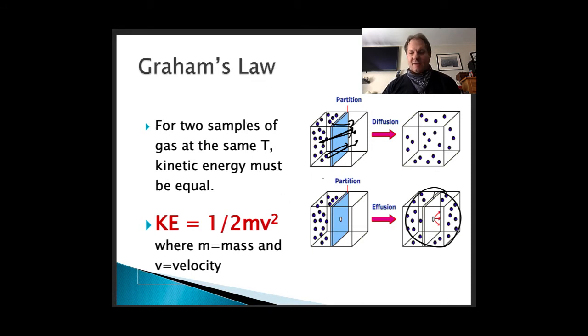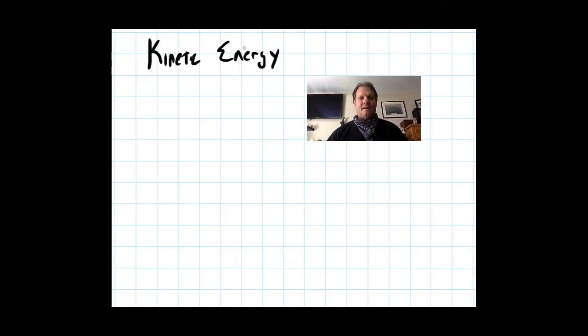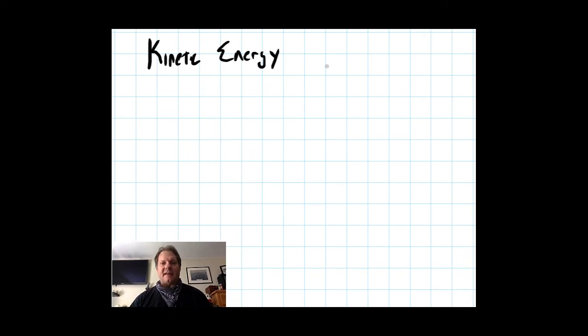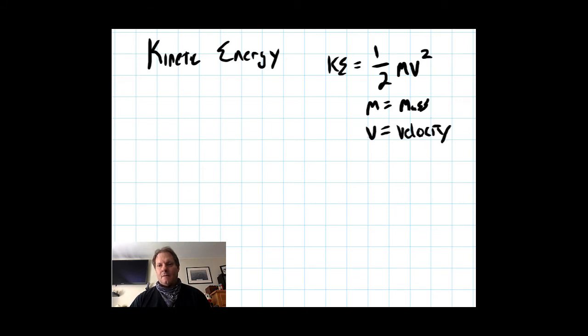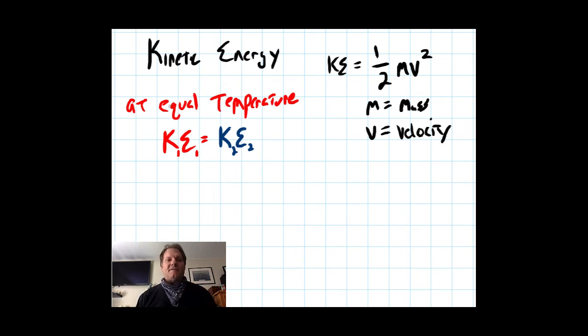So let me explain to you how this whole thing works. Perhaps you're familiar with kinetic energy. Kinetic energy, to anybody in physics, is 1/2 mv squared, where m is mass and v is velocity. We already said that Graham's law is really about how fast particles are moving. So if I have two gases at equal temperature, they must have the same kinetic energy. Well, we know kinetic energy is 1/2 mass times velocity squared.